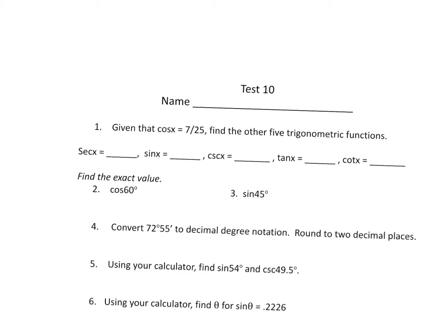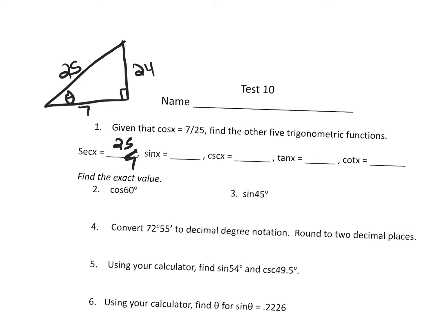Number one, given that cosine is 7/25, find the other 5 trig functions. I'm drawing my triangle. Even before I draw that, I know secant's reciprocal, so I'll go ahead and put 25/7 right there. Easy peasy. Okay, so cosine, there's my theta. Cosine is adjacent over hypotenuse. I'm going to do Pythagorean theorem real quick. 7 squared, and I'm going to get 24. Okay, I just did Pythagorean theorem to get the 24.